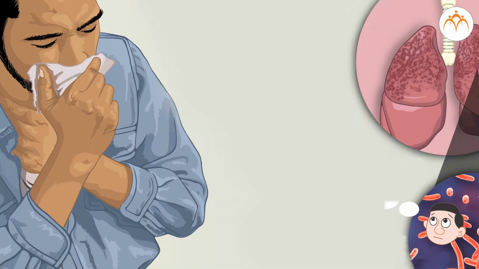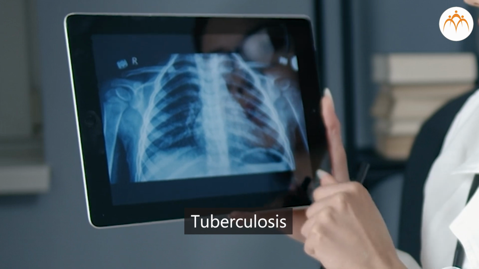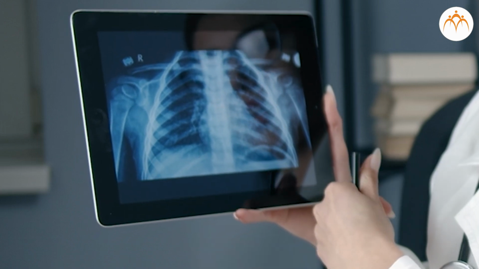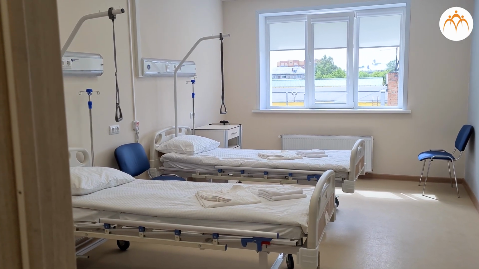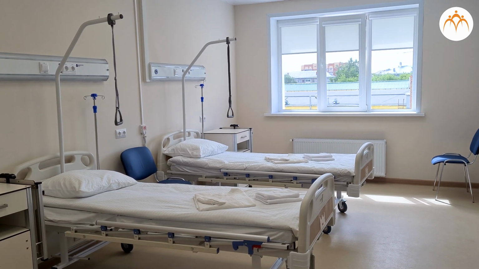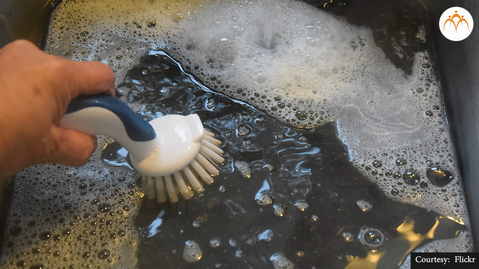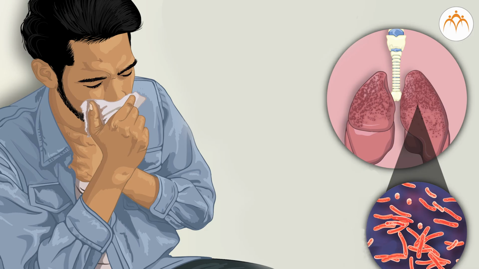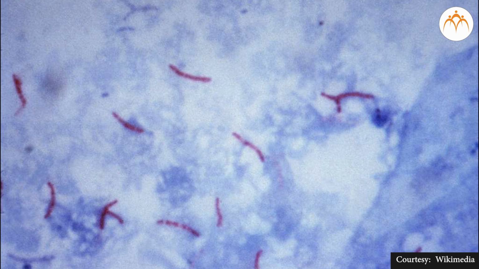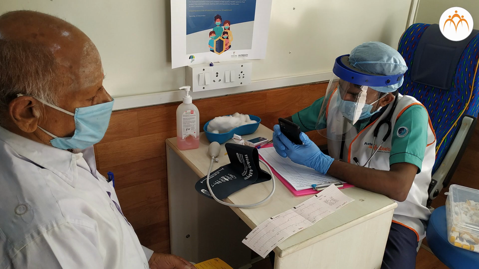Let us learn now what precautions must be taken if a person gets affected by an infectious disease. Tuberculosis is an infectious disease. A person who is affected by tuberculosis suffers from severe coughing. The person who is affected by tuberculosis is quarantined. Even in the hospitals, there are separate wards for the patients suffering from infectious diseases. Clothes and utensils used by the patients are washed with germicides. The spittle of a person who has tuberculosis is collected in a vessel and covered with a germicide like phenyl. Such precautions help to prevent the disease from spreading to others.